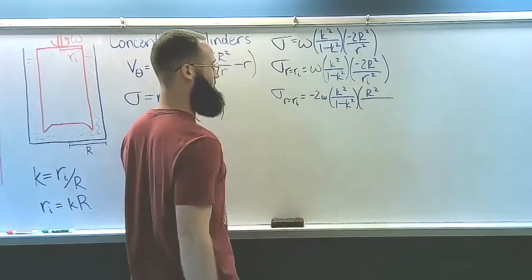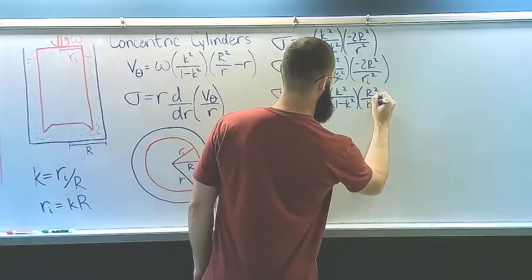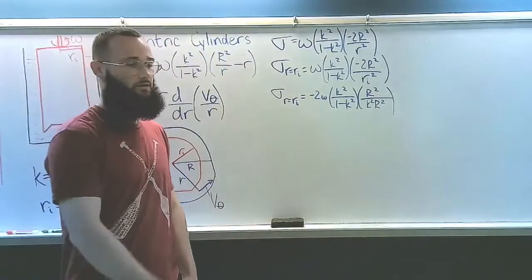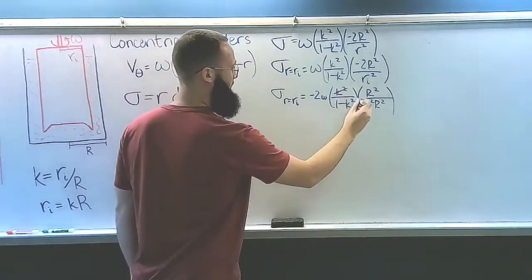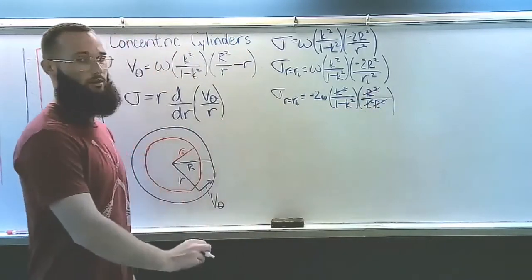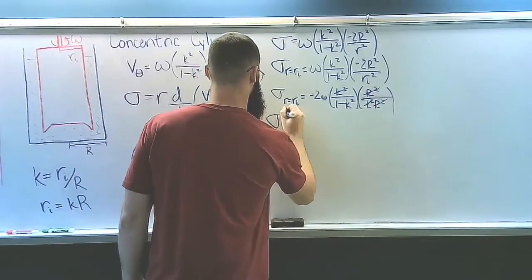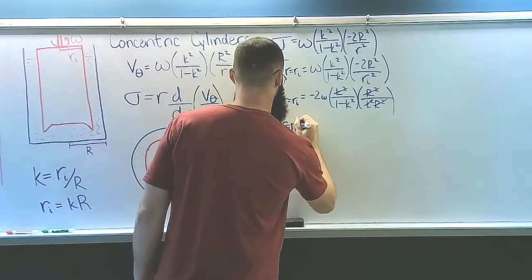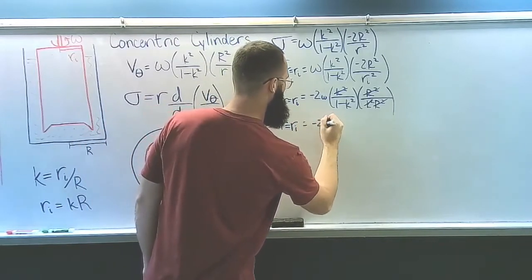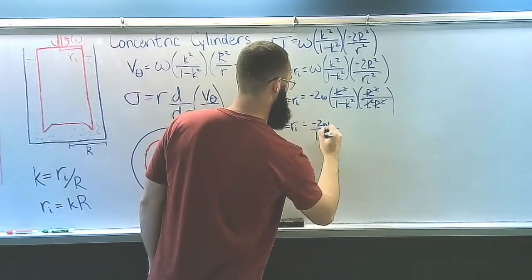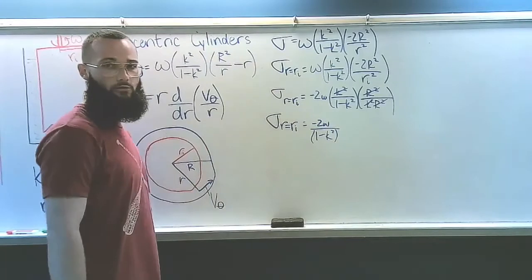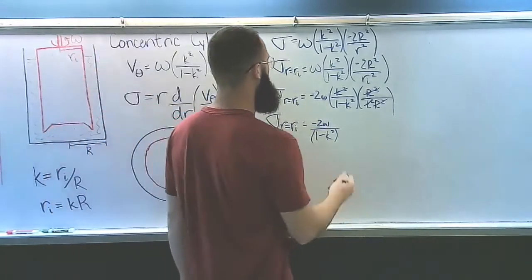So substituting that in gives us k squared times r squared. And as you can see, there's a lot of stuff that can cancel here. That k squared and that k squared cancel, and that r squared and that r squared cancel. So now we're left with the shear rate at the inner radius is equal to negative 2 omega over 1 minus k squared. And now we can do the same for the outer radius.